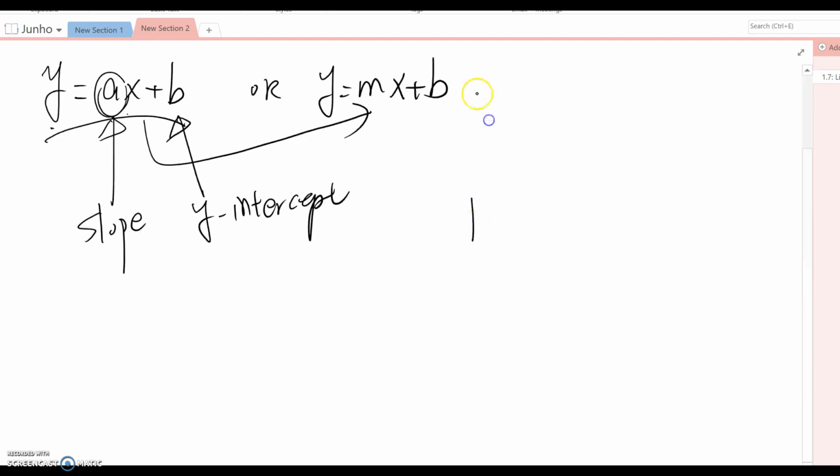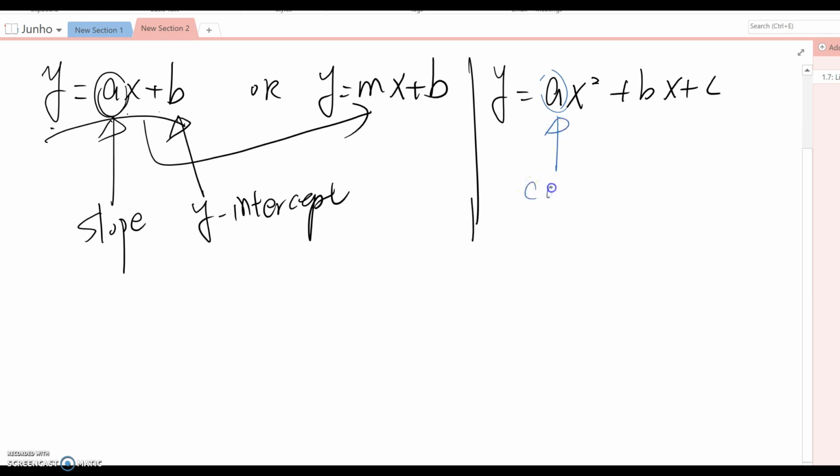However, maybe another function form, y equal to ax squared plus bx plus c. This value a is not the slope, we just call it the coefficient, even though c is still the y-intercept. So now we want to know why in the first case, y equal to ax plus b, we call a the slope, but in the second case a cannot be slope. Instead we just call it the coefficient.